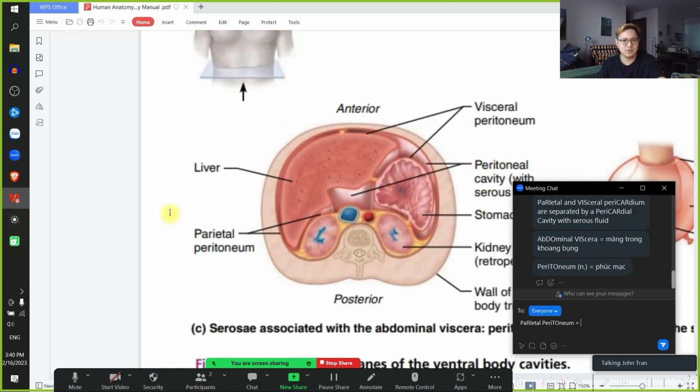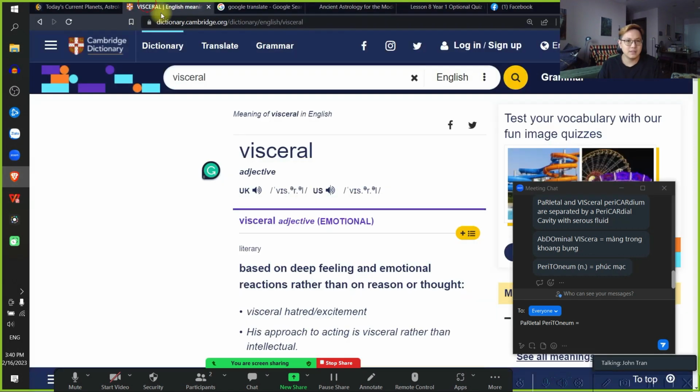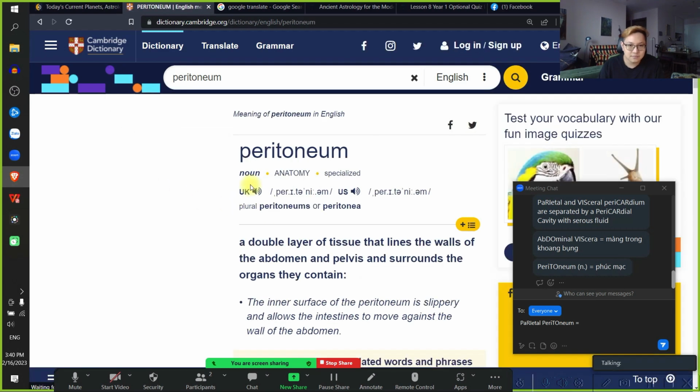Let me check this word. Đôi khi nó nhấn âm khác. Peritoneum. There you go. Nhấn âm to chứ. Nó nhấn vào cái âm thứ tư hả? Really?